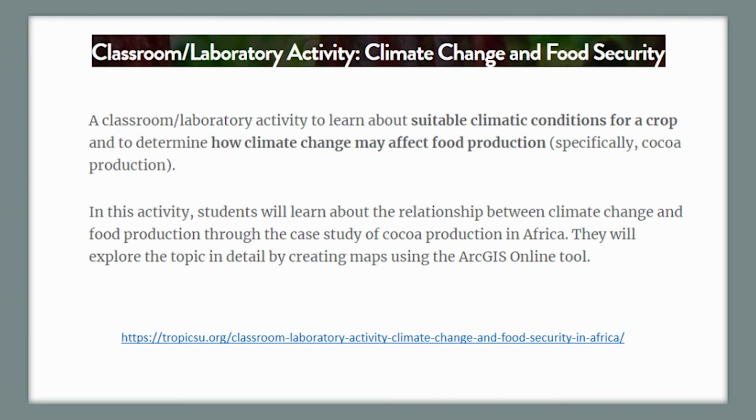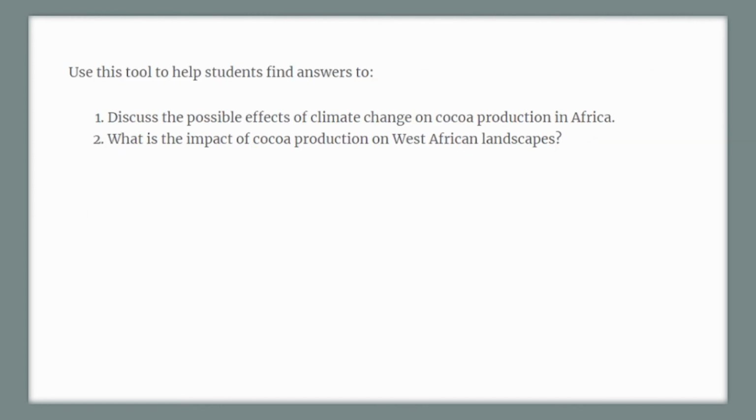This is a classroom laboratory activity titled Climate Change and Food Security, in which your students can learn about what are the suitable climatic conditions for a crop and how climate change may affect food production. In this case, we will be looking at one specific species, which is the cocoa plant. In this activity, your students will create maps using an online geographic information systems tool titled the ArcGIS online tool. Using this map making technique, they will learn about the relationship between climate change and food production through a case study of cocoa production in West Africa.